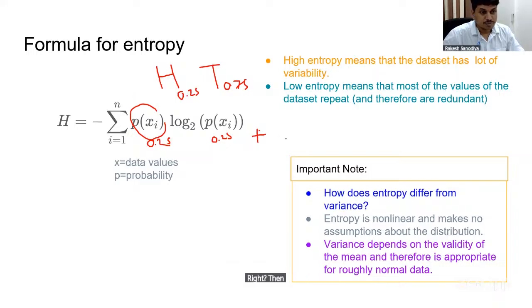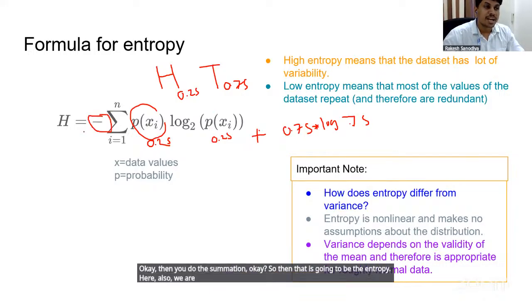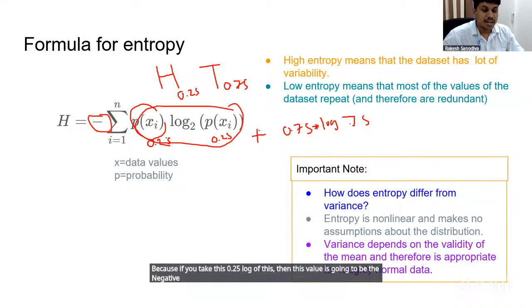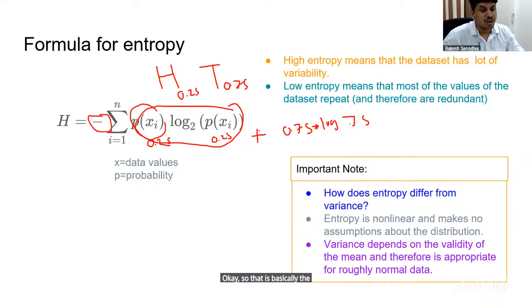Then you do the summation: 0.75 log 0.75. Then you do the summation, and that is going to be the entropy. Here also we take the negative sign. Why do you take the negative sign? Because if you take the log of 0.25, this value is going to be negative, so that's why you take one more negative symbol to make it positive. That is what we call entropy.